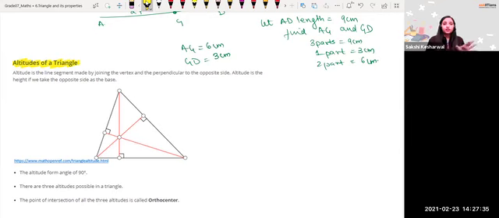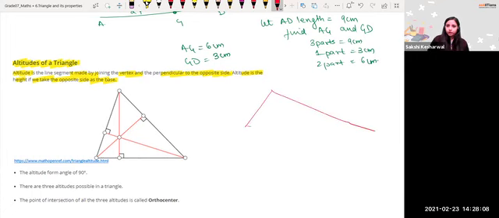For any other triangle, the altitude is the line segment made by joining the vertex and the perpendicular to the opposite side, and the altitude is the height if we take the opposite side as the base. As we will be learning later, the area of a triangle is half into base into height, where the height is the perpendicular drawn from the vertex to the opposite side.